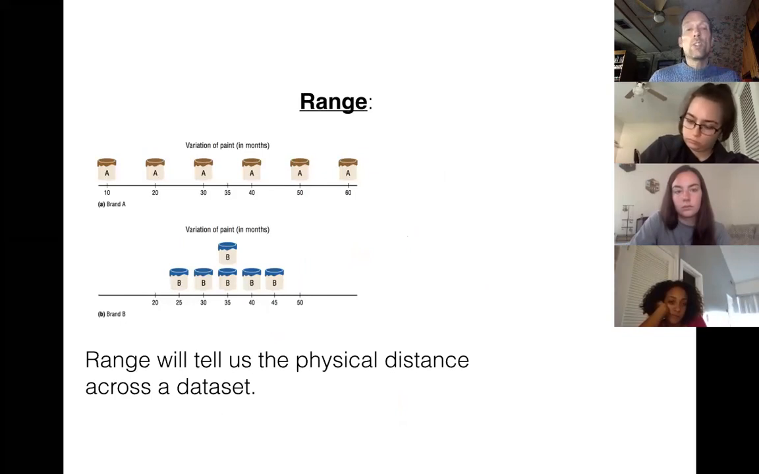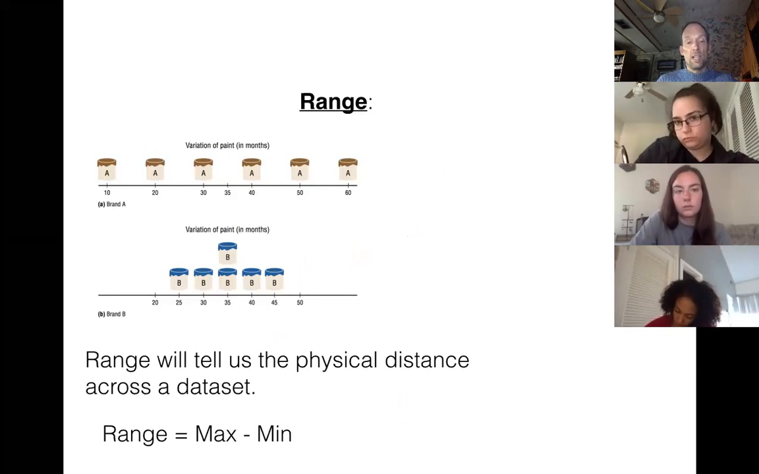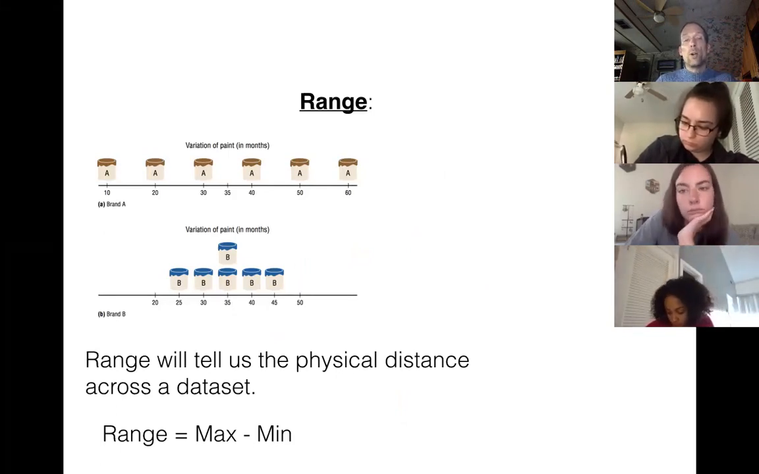So what the range is going to do, it's going to measure the physical distance across the data set. In chapter 2, when we use the range, it's going to take the maximum and subtract from it the minimum of the data set. Now, the data set that has the highest range must have more distance that it's taking up across the number line. So that would tell us what data set is more widely dispersed.